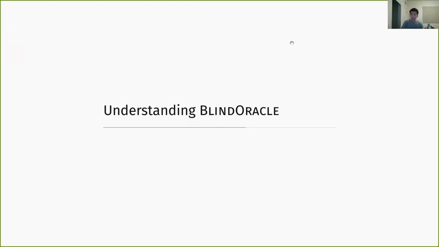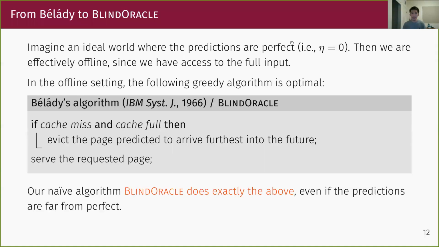And for that, the crux boils down to understanding this blind oracle algorithm that is, in some sense, the naive algorithm that one can do in the caching with predictions model. And so what is blind oracle? To motivate this algorithm, it's best to think about the ideal world where we have perfect predictions. So eta is equal to 0. And with this assumption, it's equivalent to the offline setting, since perfect predictions means we have the full input.